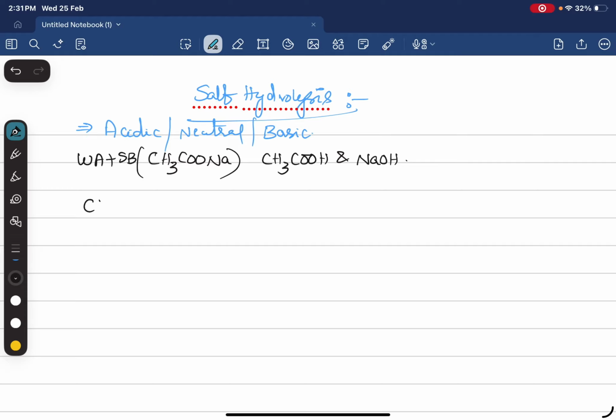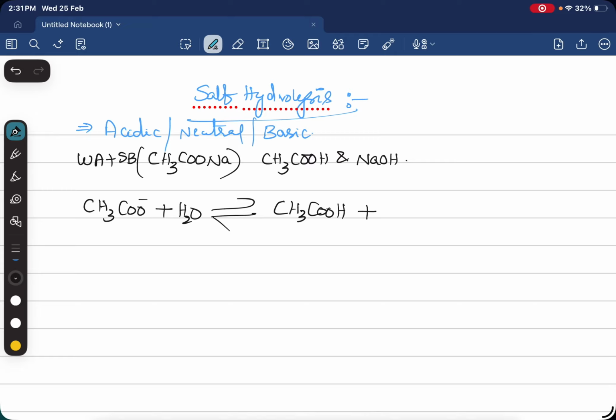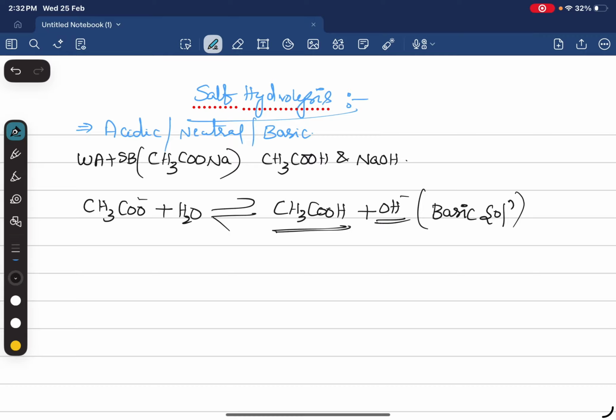So it is a basic salt. Over hydrolysis, the reaction happens like this. We'll get CH3COOH plus OH minus. That means the resultant is OH minus, so it is called a basic solution. The solution pH will be more than 7. Why is this formed as CH3COOH? We already know that the weaker one is always stable in molecular form, so this is stable. The resultant OH minus ions in the solution make it a basic solution.